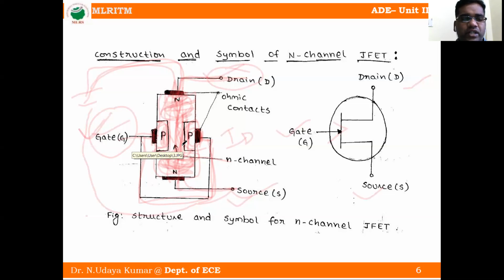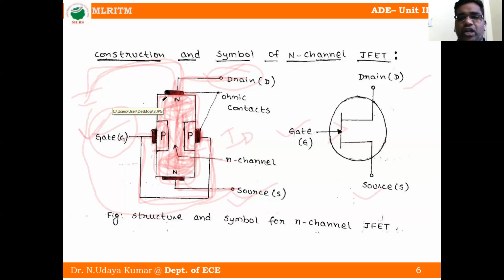Since this channel is an N-type bar, the FET is known as N-channel JFET. The channel is an N-type bar, that's why we call it N-channel. If it is a P-type bar, we call it P-channel. So this is called N-channel JFET. This is just the construction, how we construct an N-channel JFET.